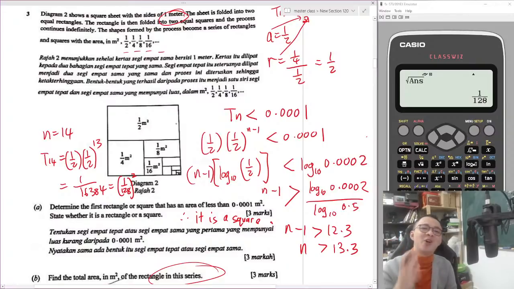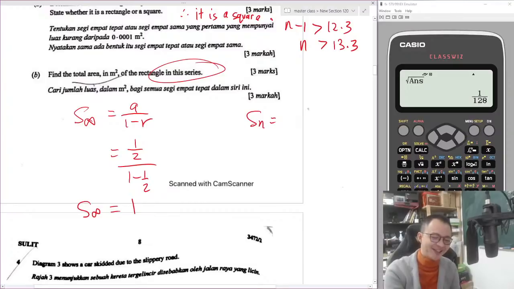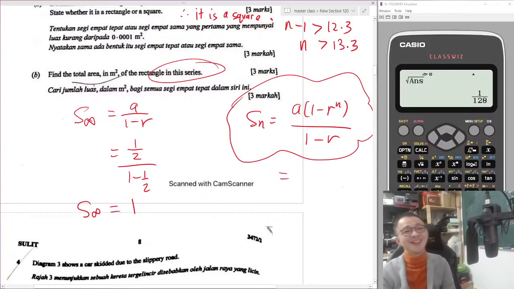If you use the normal Sn, is it possible? I don't think so. Maybe. Is Sn equal to a(1 minus r to the power of n) over 1 minus r? Why can't you use this formula? Because when you keep on folding, you do not know what your n term is.